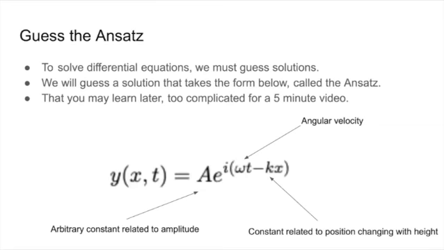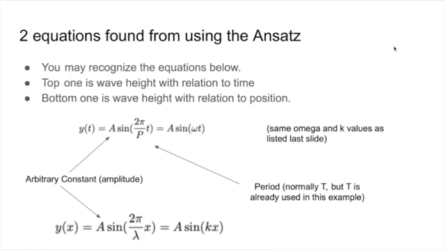In order to solve this, we guess the ansatz, or a solution, of the form you see below. Y of x and t equals A e to the power of i times (omega t minus kx). Omega is angular velocity, k is a constant related to position, i is an imaginary number, and A is just a constant related to amplitude. You have not learned how to do this, and you would learn it in differential equations too if you choose to major in math. But for now, I will just give you guys a solution.